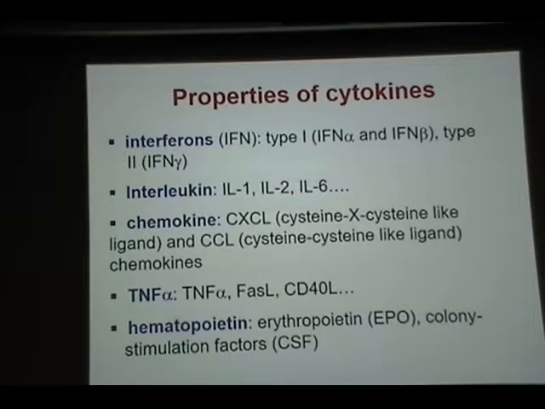The other cytokines are called interferons, like type 1 interferon, interferon alpha, and interferon beta as type 2 interferon. Interleukins will be IL-1, IL-2, IL-6; those are all cytokines. There are two types of chemokines. One is called CXCL: there are two cysteines, and in the middle can be any amino acid. This is called a cysteine X cysteine ligand. The other is CCL, a cysteine cysteine ligand. Those are chemokines. TNF alpha I already mentioned, and hematopoietins will be EPO and CSF.